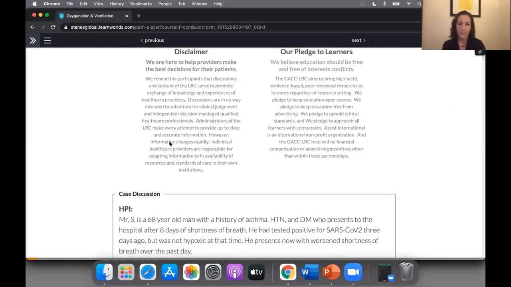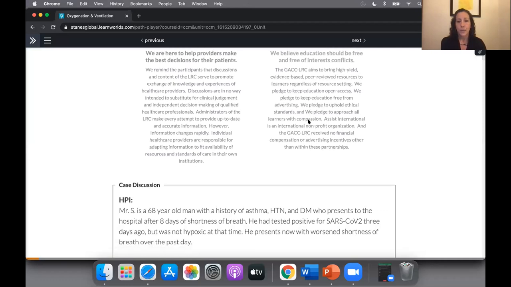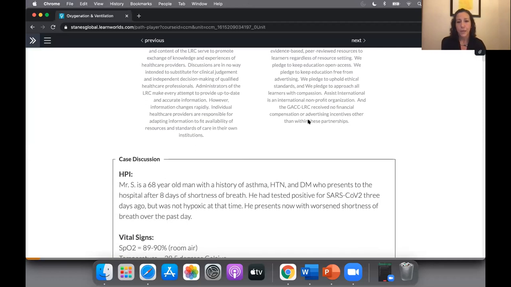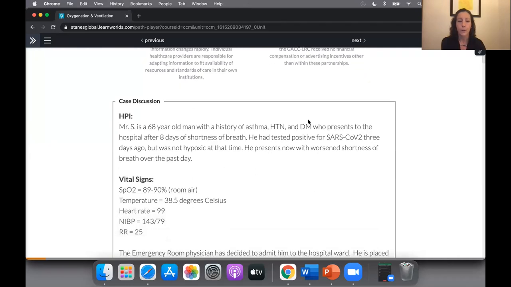We make every attempt to keep the information up to date, evidence-based, but information does change rapidly. That's definitely something we've learned with the pandemic, is information evolves and changes. So we try to do the most up-to-date and accurate information for you. Our pledge to learners is that we will remain free from conflicts of interest. We will never take money from advertisers or industry to offer you education. We think education should be free and open access for all. So our pledge is that we keep education free and free from conflicts of interest.